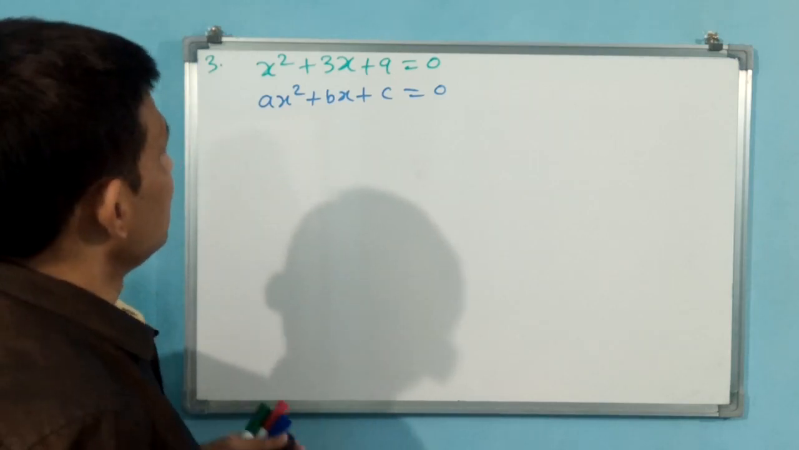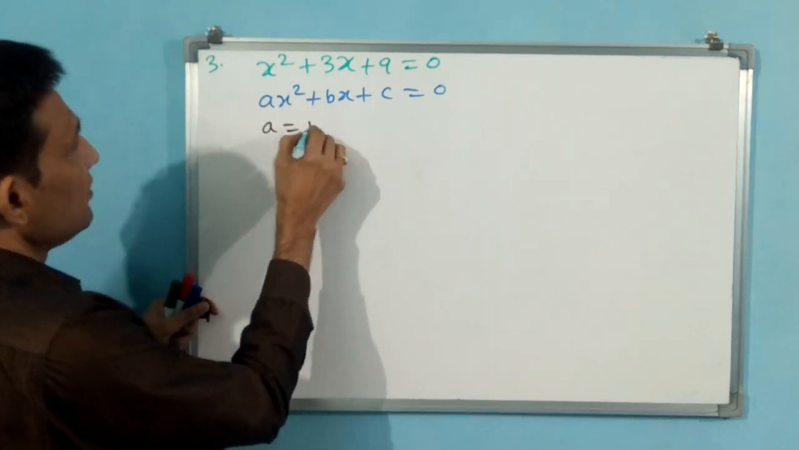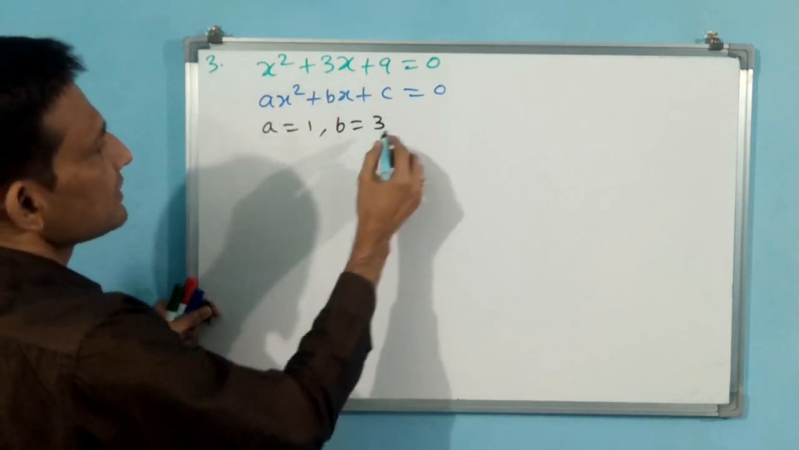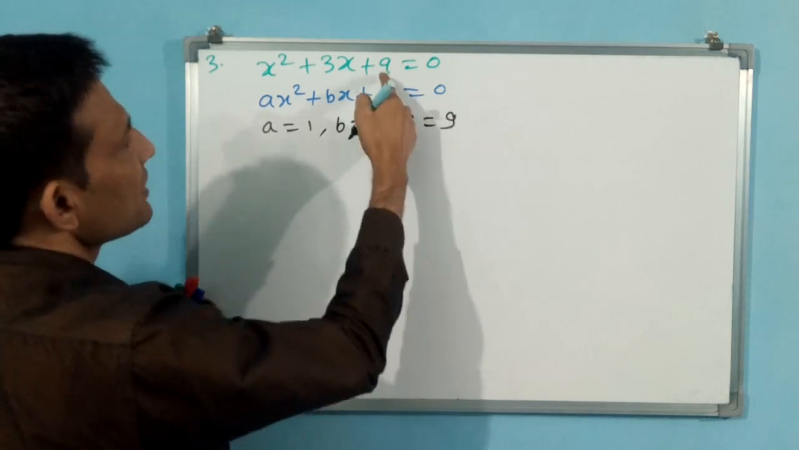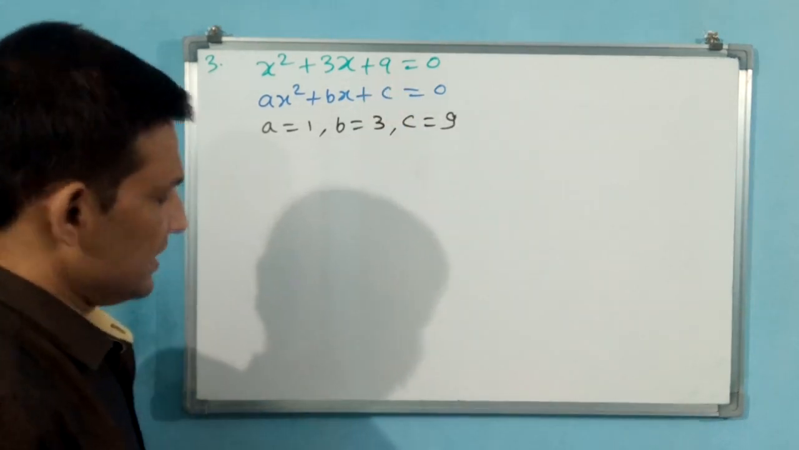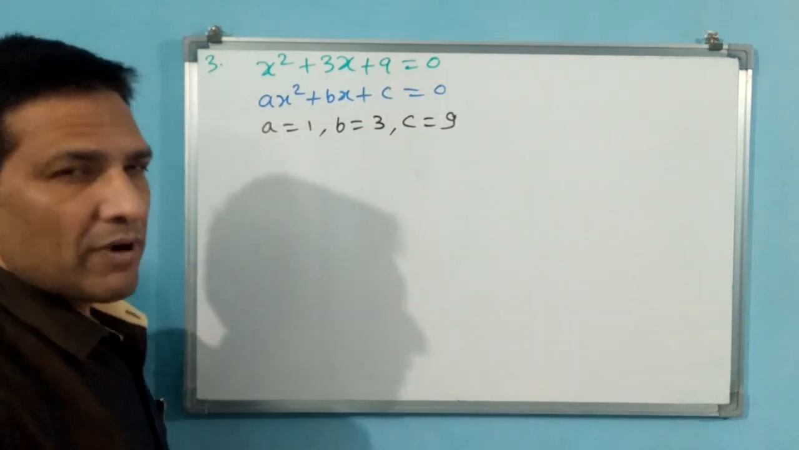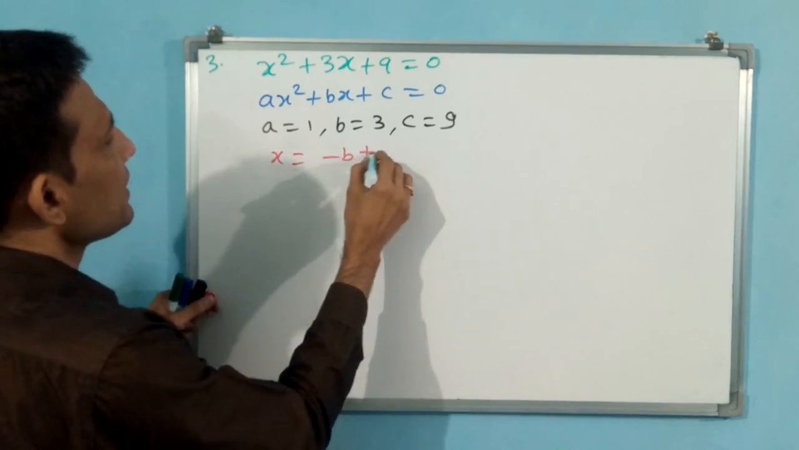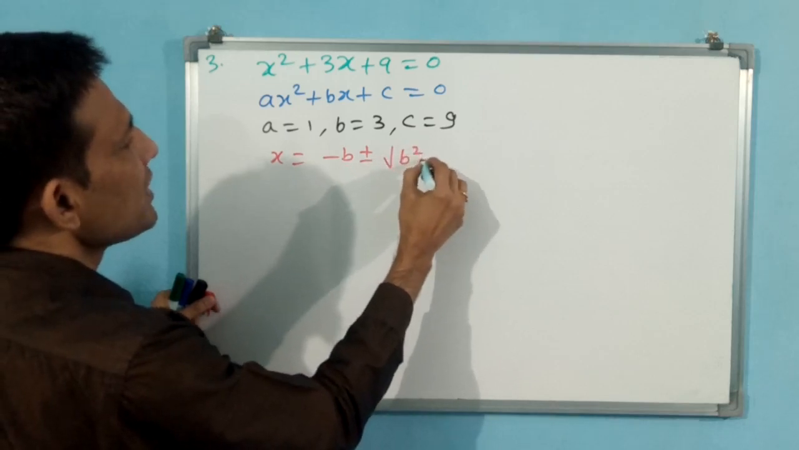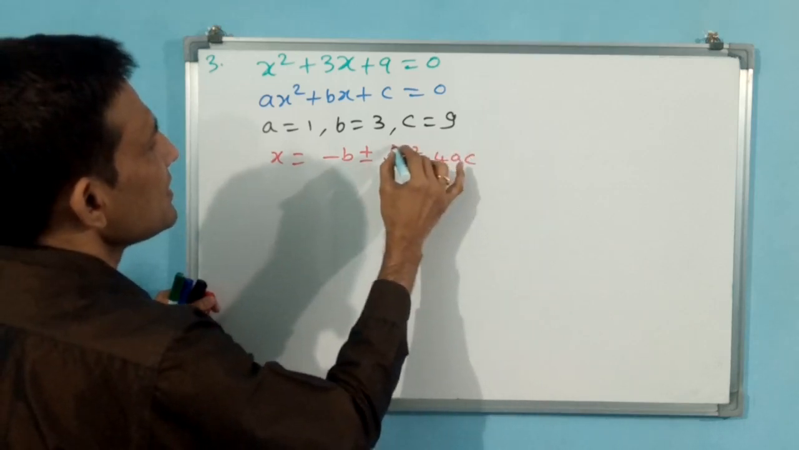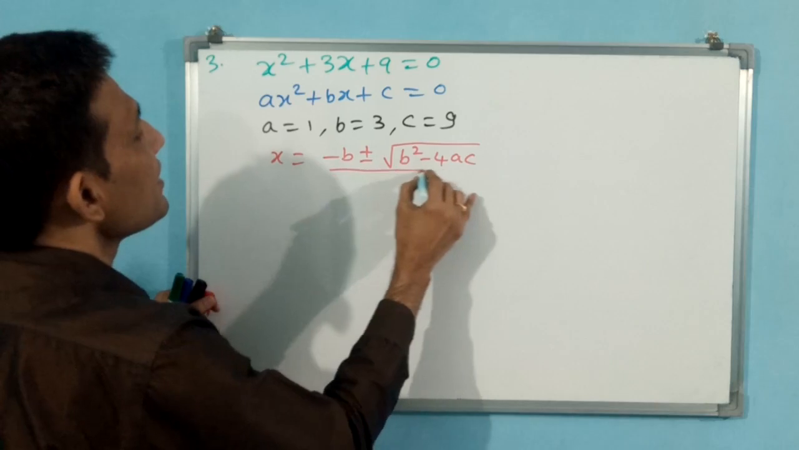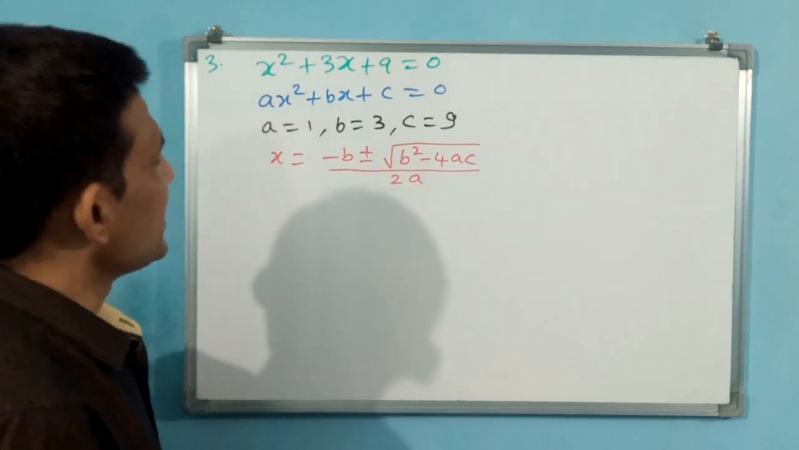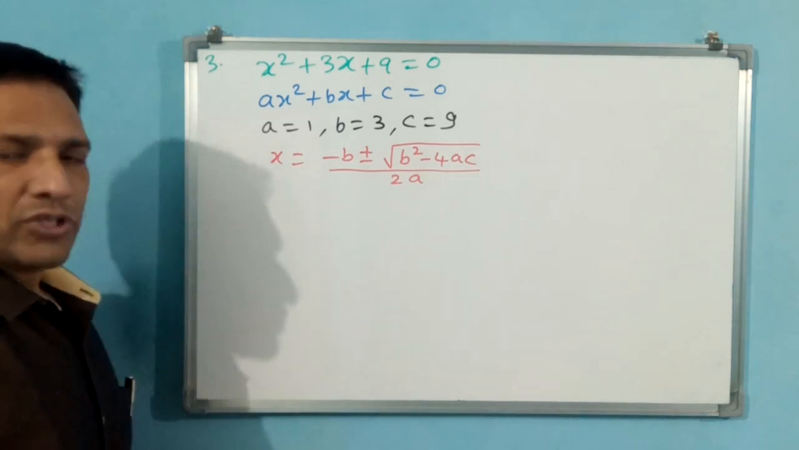Okay. With this, what you can find? A is equal to 1. Why? Because 1 into x square. B is equal to 3. Why? Because 3 into x. C is equal to 9. Why? Because 9 is there. Okay. Now, what is the formula for solution? x is equal to minus b plus or minus square root of b square minus 4ac by 2a. Okay, this will be the generalized solution equation.